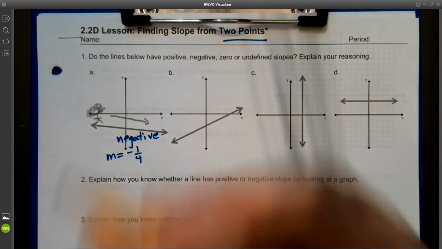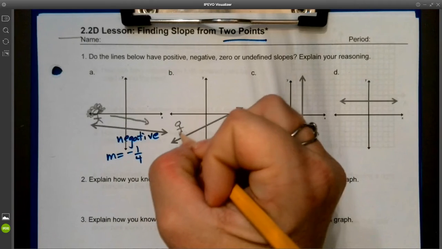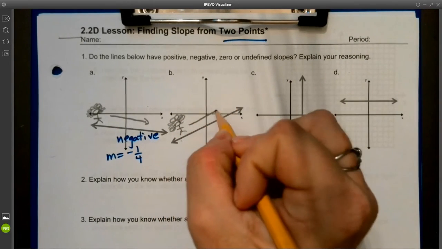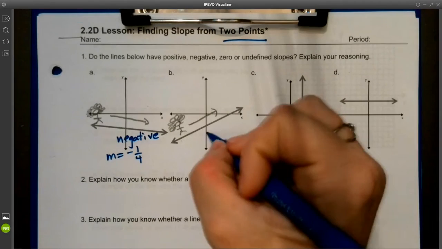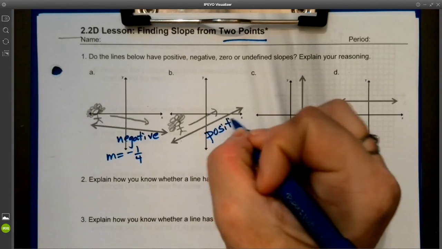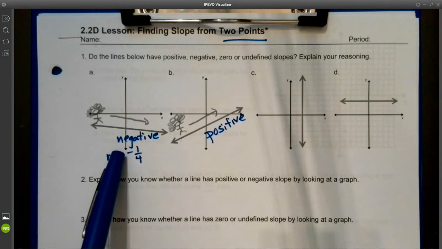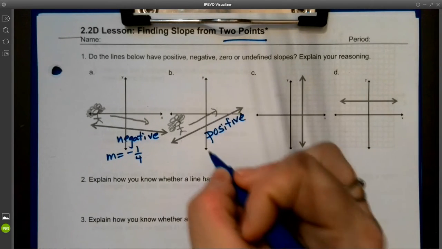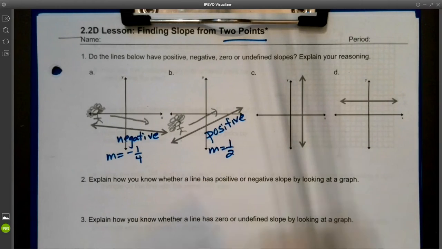All right, looking at B. That's going to have positive slope, because if I draw Mr. Sammy Slope again and he travels from left to right, we know that he would go up. So that would have a positive slope. And B definitely looks steeper than A. It's positive, so maybe the slope is, I don't know, maybe 1/2, something like that.